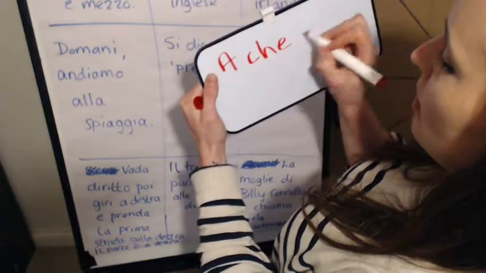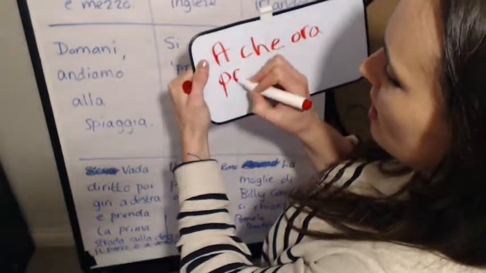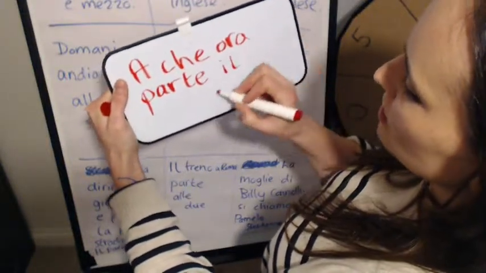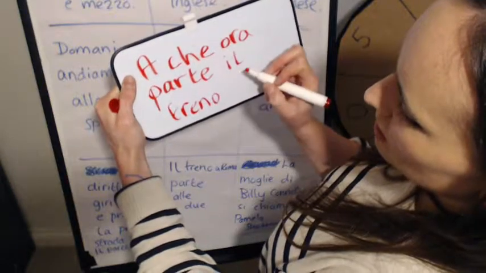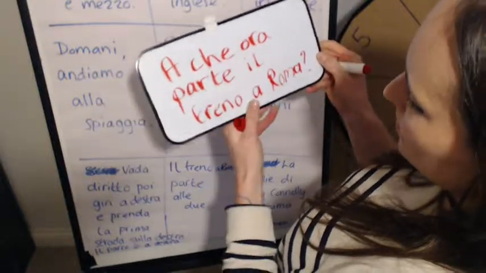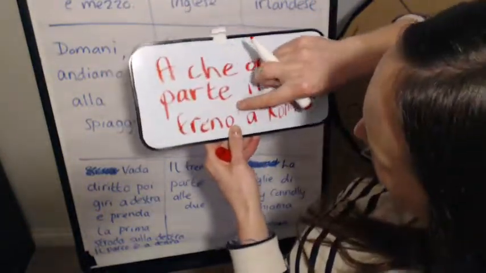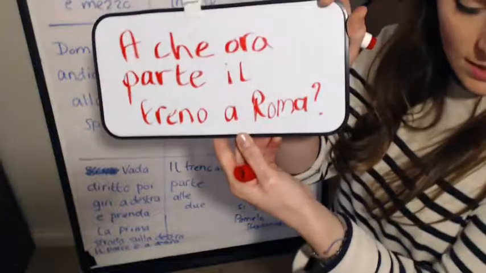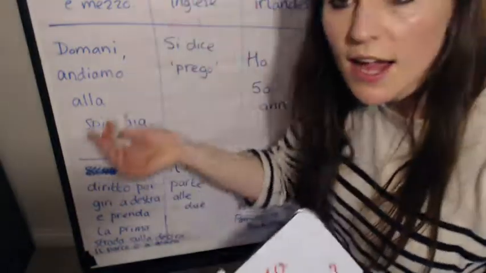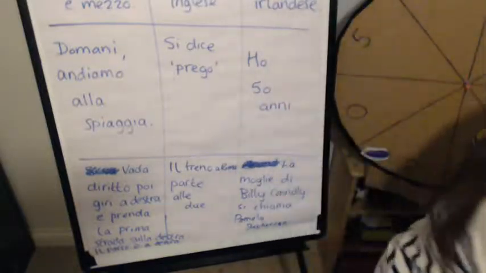A che ora? At what time? A che ora parte? Third person singular of partire. A che ora parte il treno? Where was the train going? A Roma. Train to Rome. Or you could say il treno per Roma, the train for Rome, but the train to Rome would be a Roma. Okay? The answer, il treno a Roma parte alle 2. Leaves at 2 o'clock.